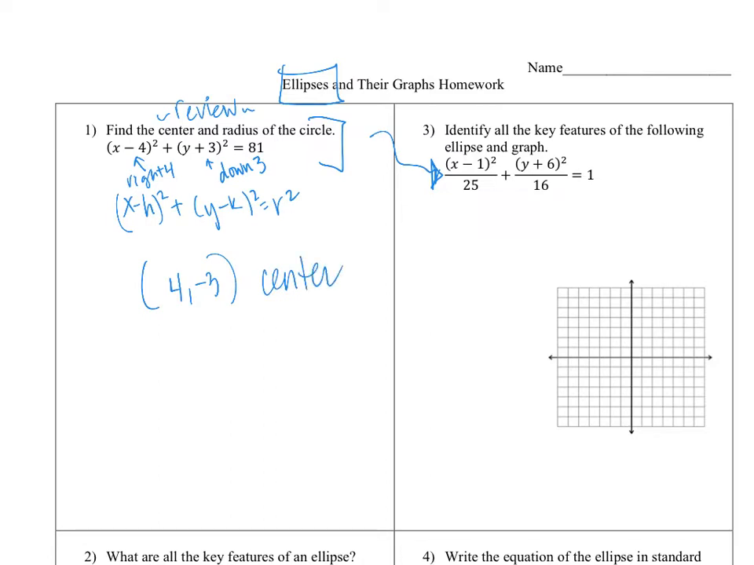And then the radius, well, our r squared equals 81. So if r squared equals 81, then r equals the square root of 81, which is 9. So we have 9 as our radius.